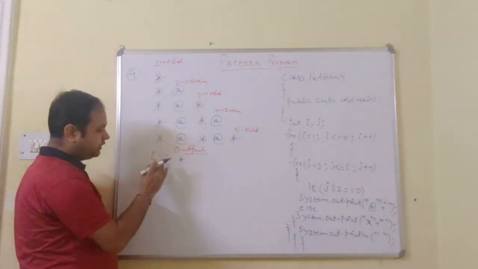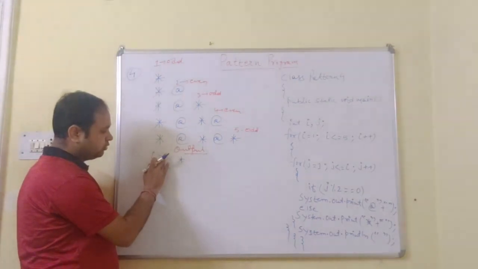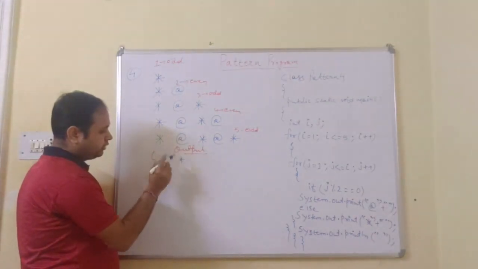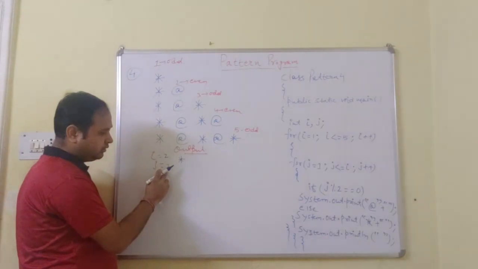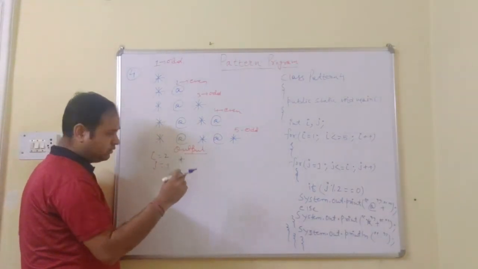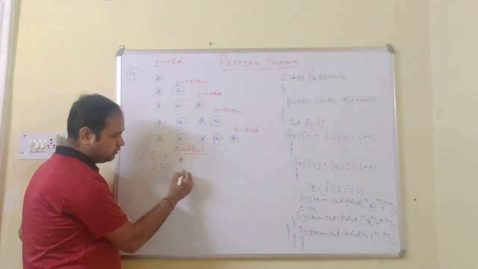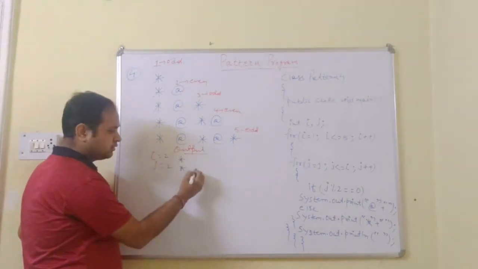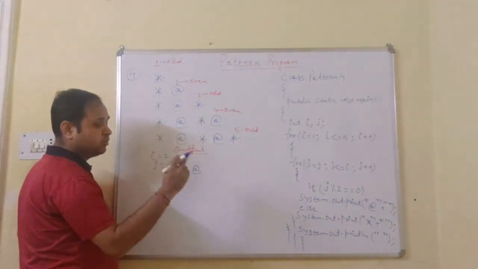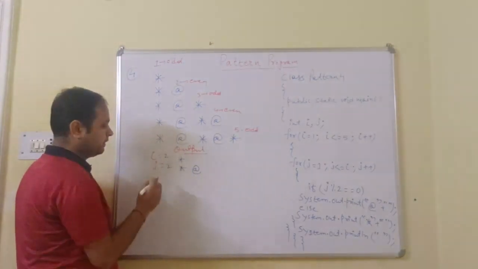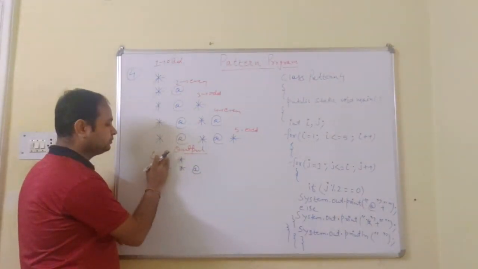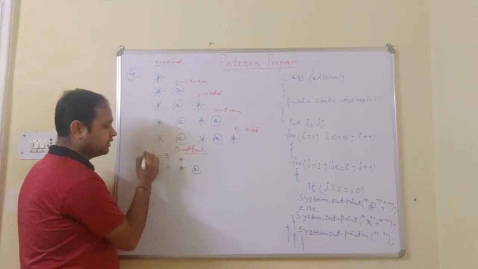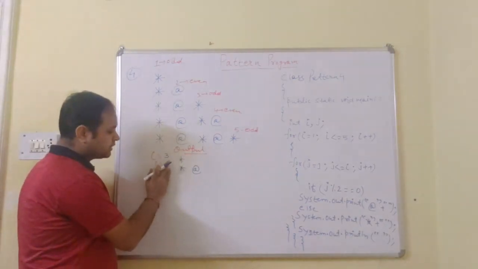Then the value of i is updated to 2, and j again starts from 1. So 1 modulus 2 is again not equal to 0, so it prints star. Here j is updated to 2, so it prints at the rate, because 2 modulus 2 is 0. Then the value of i is changed to 3. j again starts from 1.